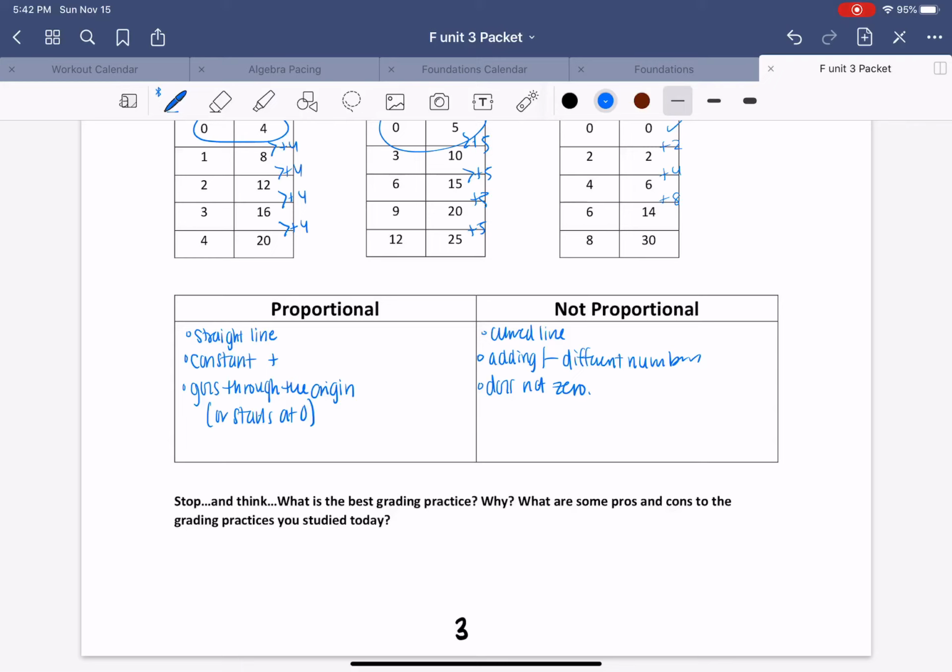Is it fair to start at 0? The lowest grade you make is a 0. Should the lowest grade you make be something else? Think about some pros and cons to the different grading practices that we studied today.